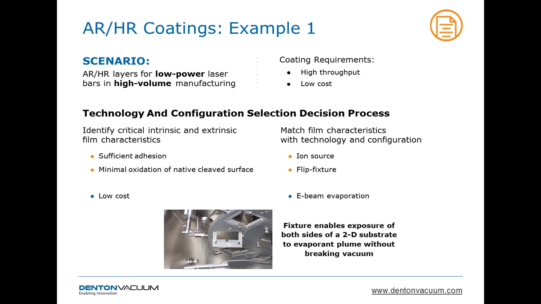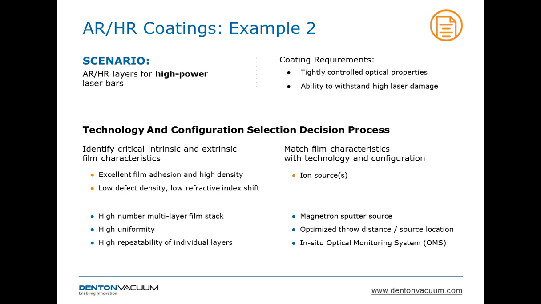and configuration selection decisions. Let's take another example of AR/HR coatings, just to contrast some of the selections we made in the previous slide. Let's go to a different scenario where the AR/HR layers we're growing are what we need for high power laser bars. The coating requirements here would be different. The most important ones would be tightly controlled optical properties of the film, and also the ability to withstand high laser damage.